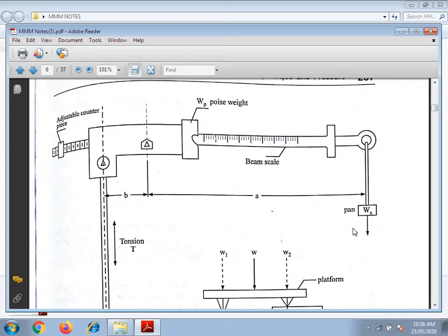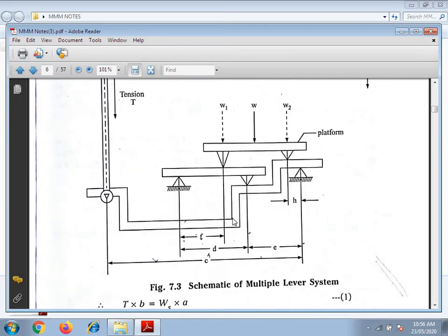This is the fan. W is the large weight. Just you see the platform balance. So this is the platform. How many multi-levers? 1, 2, 3. So these are the levers.